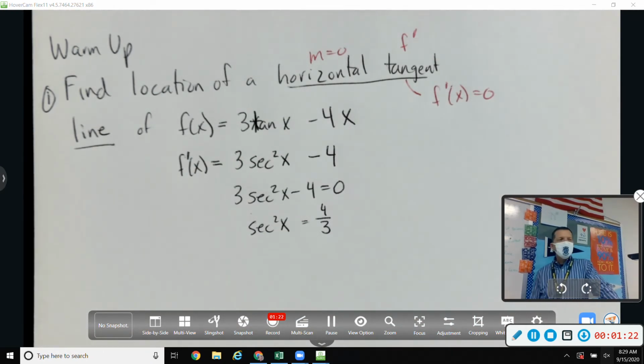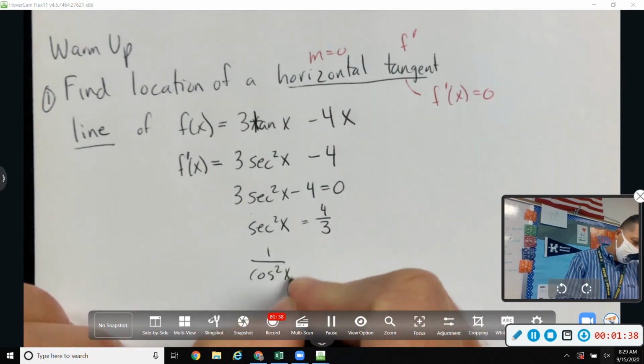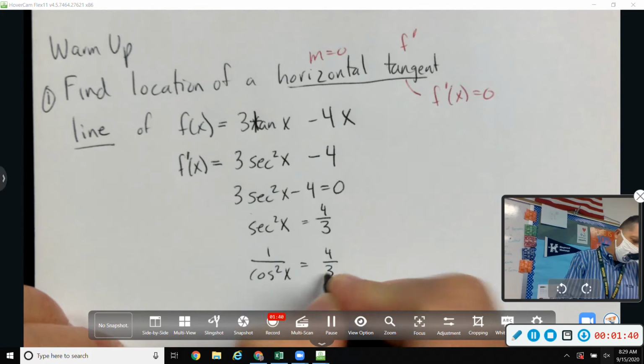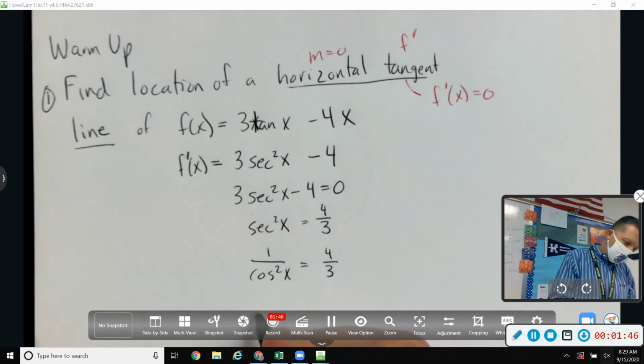Except I don't really want to mess with secant. Who's secant's reciprocal partner? Who's he paired with? Cosine. So let's don't do a secant problem. Let's do a cosine problem. So 1 over cosine squared x equals 4/3. And then I could flip both sides over. Cosine squared x equals 3/4.